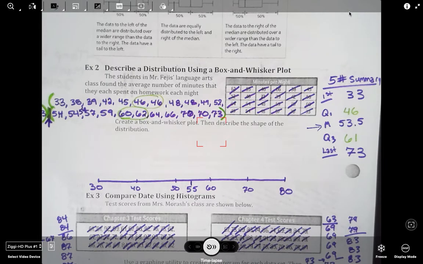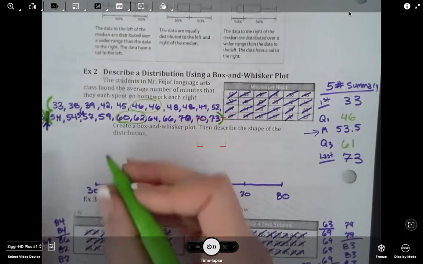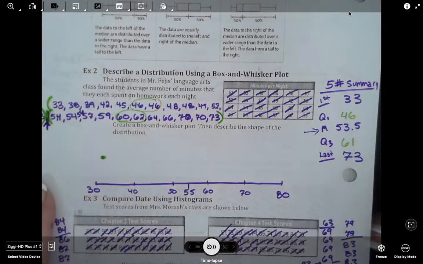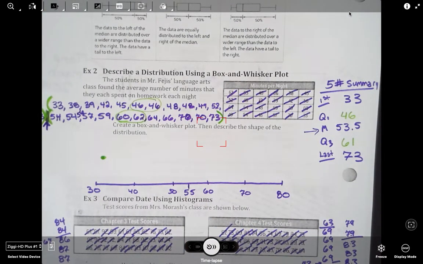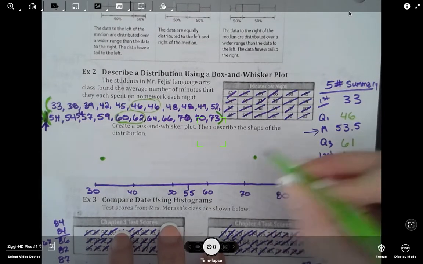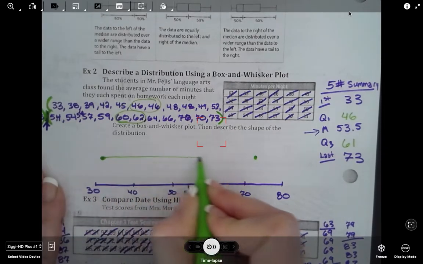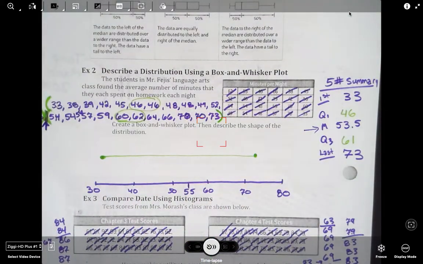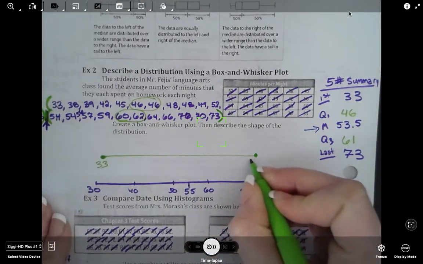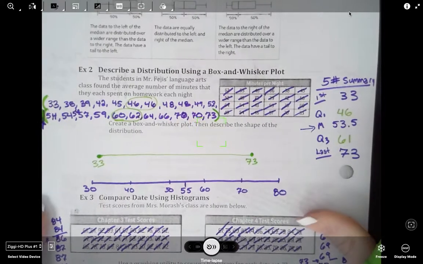So first number is 33, so I'm going to put a dot up here where I think 33 is, which is about there, right above that line. The last number is 73, so I'm going to put a dot right about there, and I'm going to connect those two dots. This is where my box and whisker plot is going. The line down below is only there so that I can space everything evenly. So this is 33, this is 73.